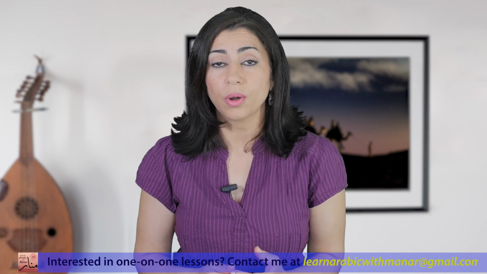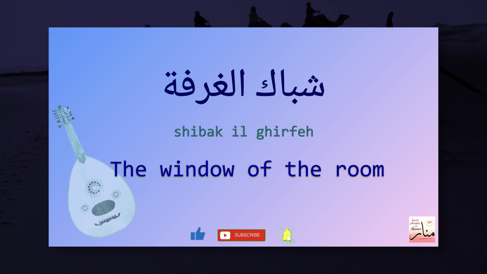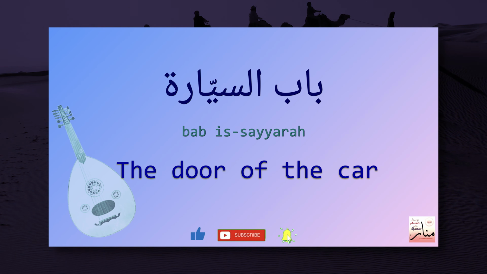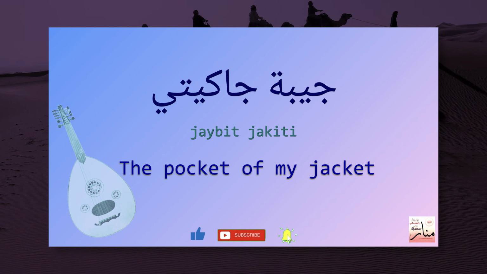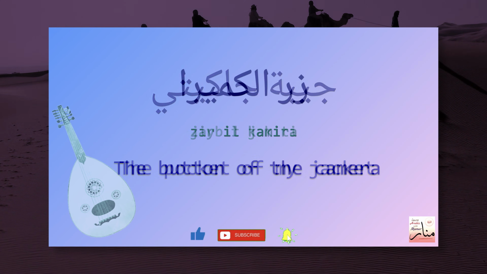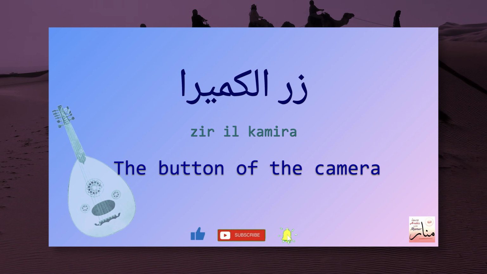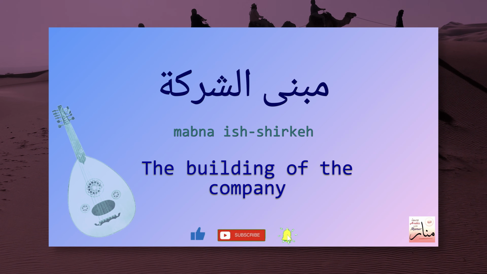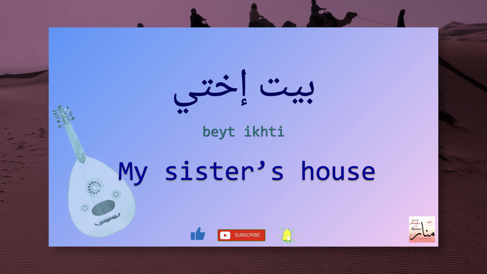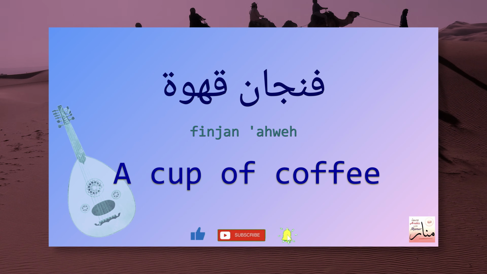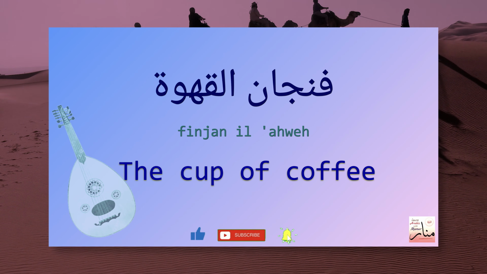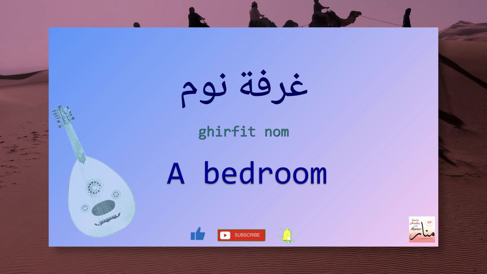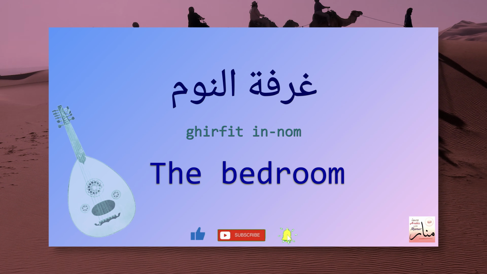Now let's go over our words for today. The window of the room, شباك الغرفة. The door of the car, باب السيارة. The pocket of my jacket, جيبة جاكيتي. The button of my camera, زر الكاميرا. John's office, مكتب جون. The building of the company, مبنى الشركة. My sister's house, بيت أختي. A cup of coffee, فنجان قهوة. The cup of coffee, فنجان القهوة. A bedroom, غرفة نوم. The bedroom, غرفة النوم.